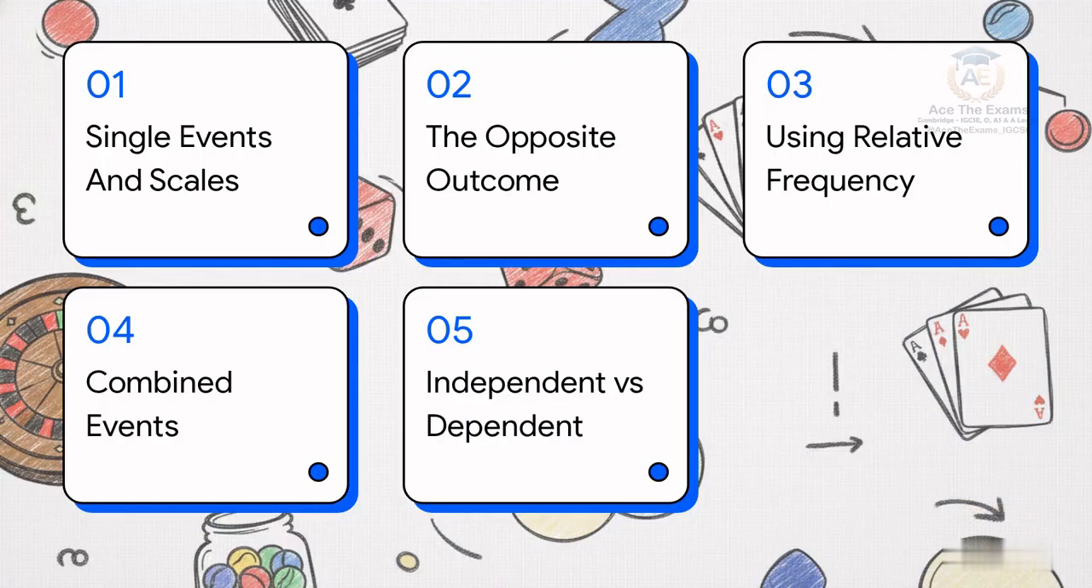Our journey today uses what I like to call the ladder of complexity approach. First, we'll lock down single events and scales. Then, we'll outsmart the examiners with the opposite outcome. After that, we'll tackle using relative frequency, navigating combined events, and finally, the heavy hitters, independent and dependent events. We're going to step-by-step add conditions until we conquer the ultimate visual tool for tracking multiple outcomes, which is the tree diagram. Let's jump right in.